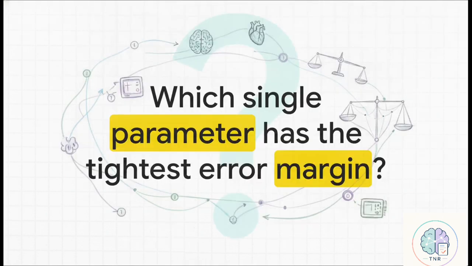So after reviewing all 13 of these interconnected clinical parameters, you can see how neuroanesthesia is an incredibly complex balancing act. Fixing one problem can easily trigger another. With all these dynamic factors at play, I want to leave you with this question. Which single parameter do you think leaves the absolutely tightest margin for error in the OR? Think about that and keep exploring.